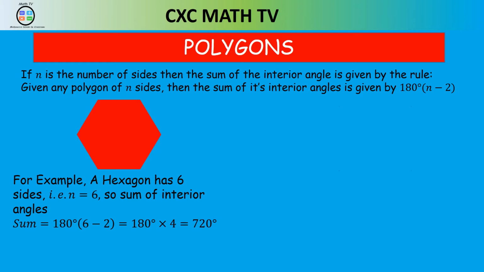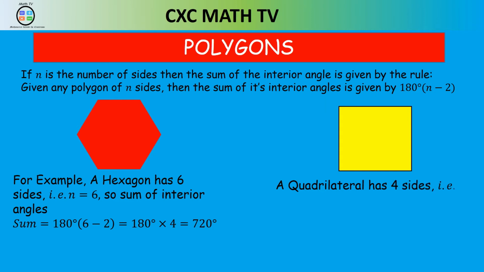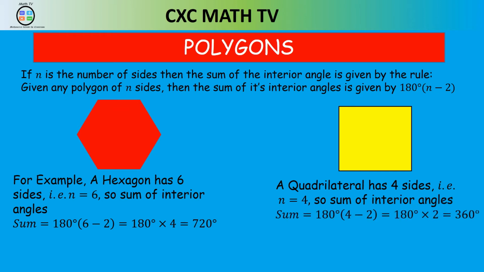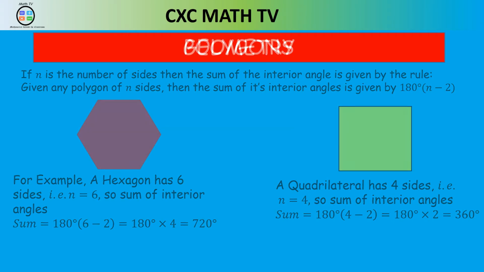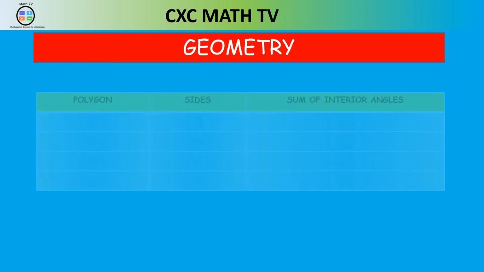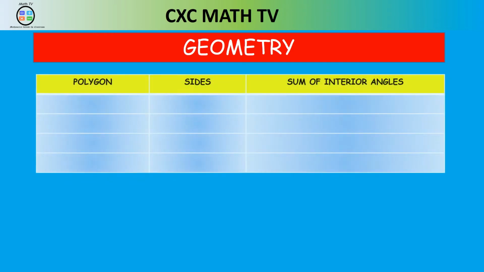Let's have a look at a quadrilateral. A quadrilateral has 4 sides. We already know the sum of interior angles of a quadrilateral, but using the formula, it would be 180 times 4 minus 2, which is 180 times 2, which is 360 degrees. Nice. And so here is what we must know. We must know this now. So any polygon has n sides, and the sum of interior angles is 180 degrees times n minus 2.